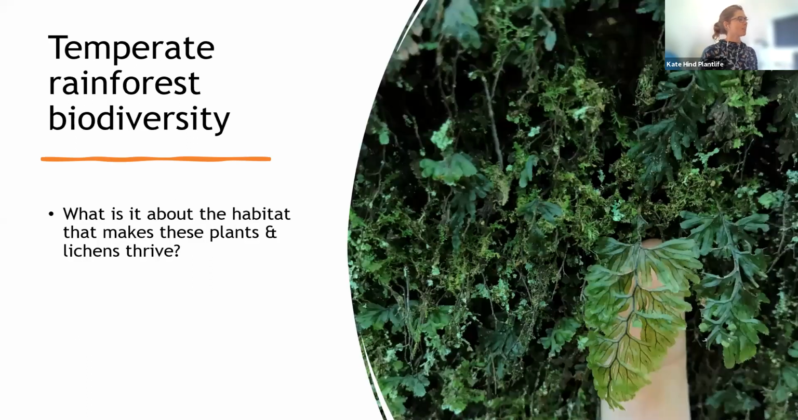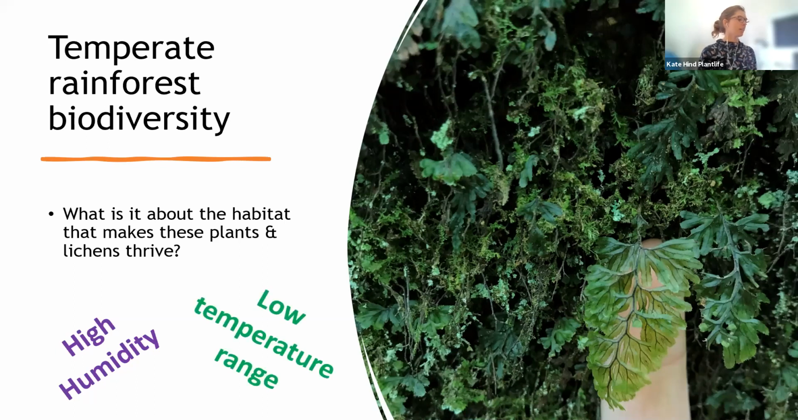And we get asked quite a lot, what is it about the habitat that makes these plants and lichens thrive? The two main things are the humidity under the canopy. It's really moist, and you notice that when you walk into them, it feels moist and damp in there. And there's a low temperature range. Throughout the year there isn't a huge variability in temperature. You rarely get frosts, so it stays a relative temperature and it's very moist. And it means some really interesting species can grow.